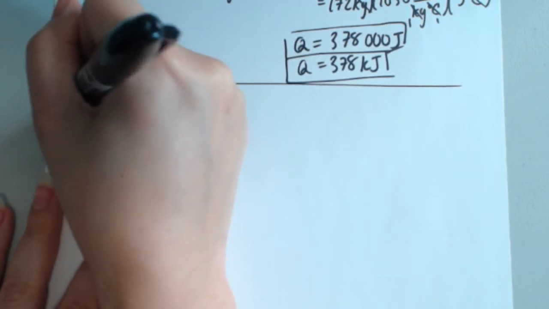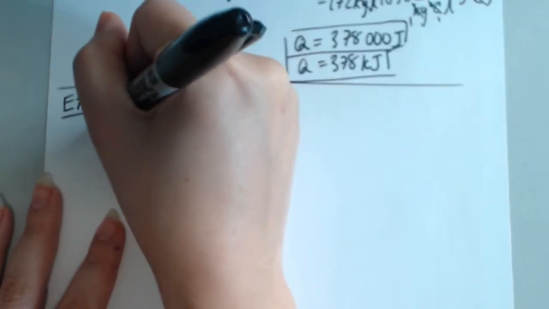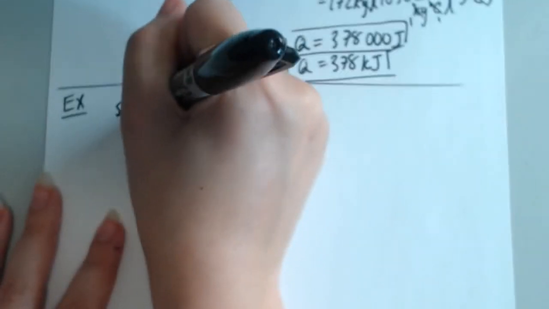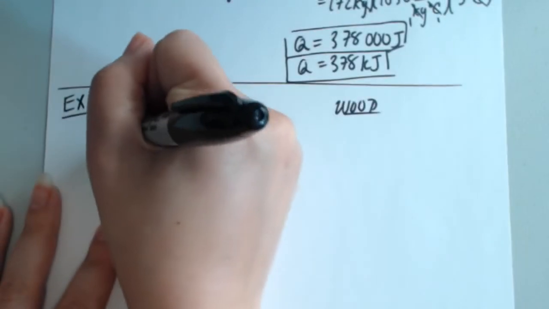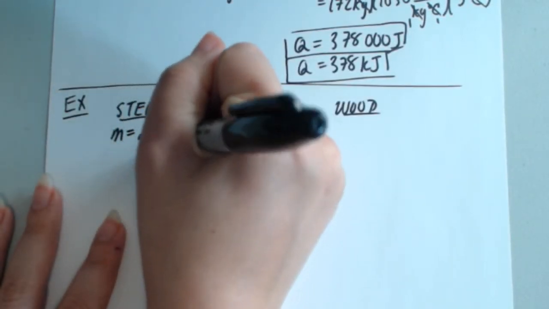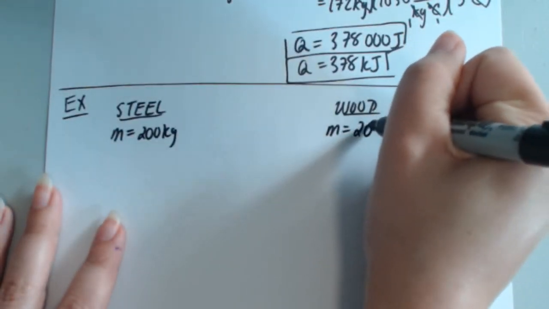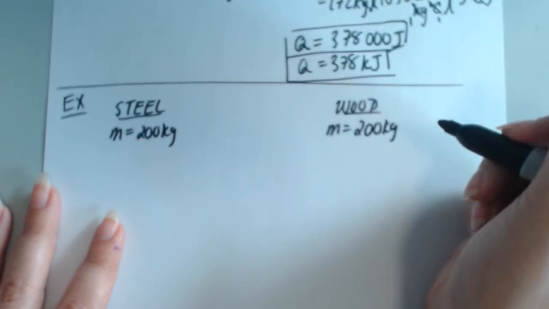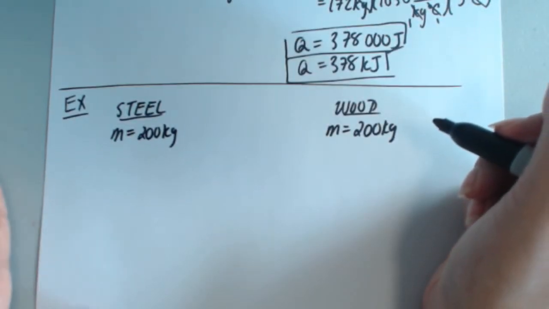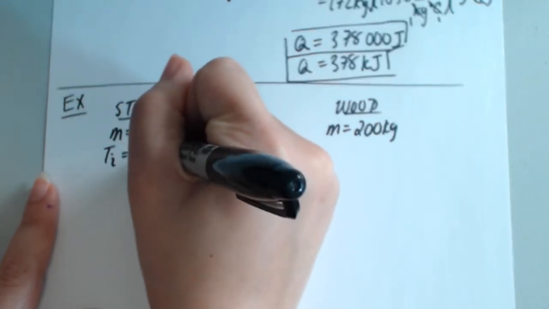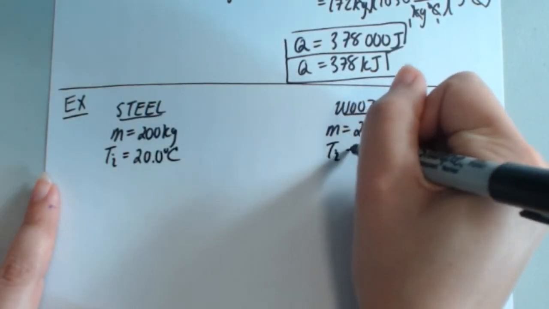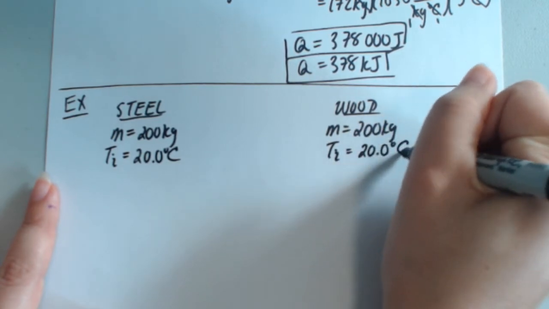So we've got two materials here we have to keep track of. We've got steel and we've got wood. The steel and the wood are both 200 kilograms. So mass, 200 kilograms, mass, 200 kilograms, and that's the unit we need as well, so that's fine. They're both initially at room temperature, so T initial is 20 degrees Celsius.